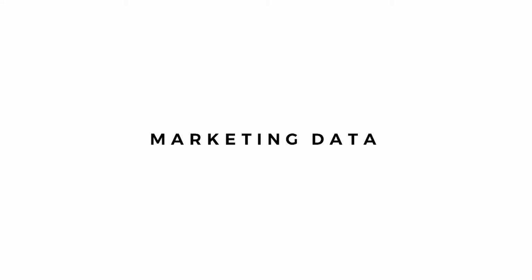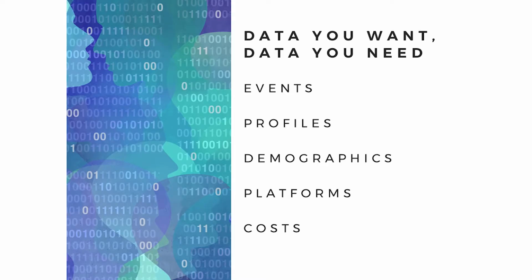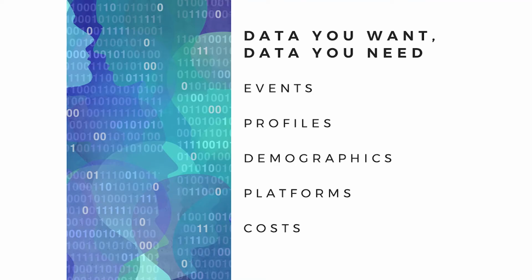Cool. So let's get started with marketing data. What does data mean in marketing? So what kind of data do you want and what kind of data do you need in order to optimize your marketing? You want to be looking at events. So what are events? Events include anytime someone comes on your website, anytime someone clicks on something, anytime someone views something, where are they going and what are they doing? And are they going on the journey that you intended for them to go on? You want some degree of profiles. You want some information on where is this person coming from?